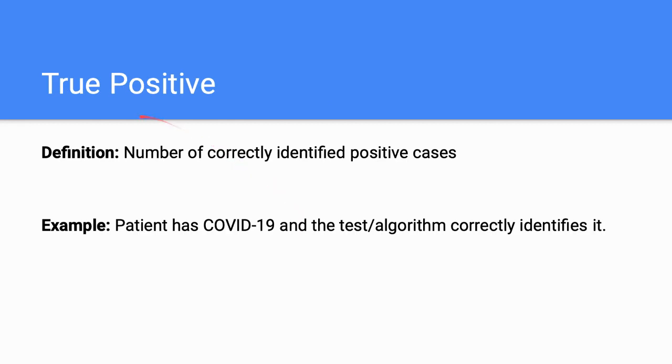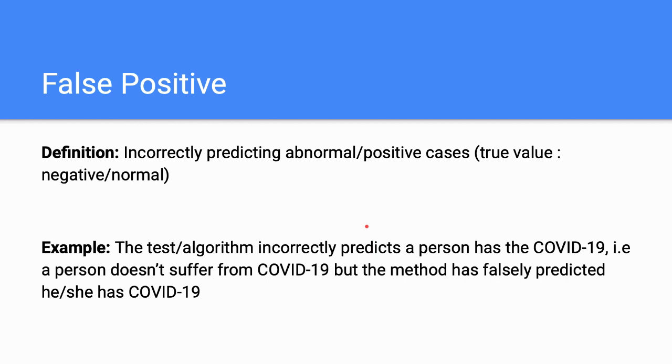A few other additional terms are true positive, true negative, false positive, false negative. I'm just discussing these terms so that it would be easy for me to define sensitivity and specificity later. So true positive is nothing but the number of correctly identified positive cases. That is, in our case, the patient has COVID-19 and the algorithm or the test has correctly identified it. Now, what is a false positive? False positive is incorrectly predicting that a patient has COVID-19, but in reality, he doesn't have that disease.